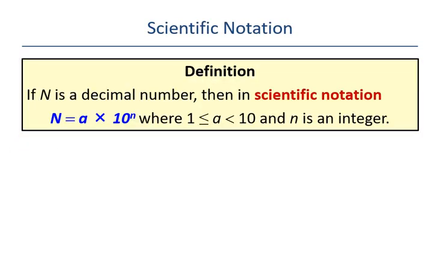We've got, if n is a decimal number, n is just going to be some random number we find. Decimal number means it could be an ending decimal or it could be a decimal somewhere in there. Then in scientific notation, n equals a times 10 to the n.